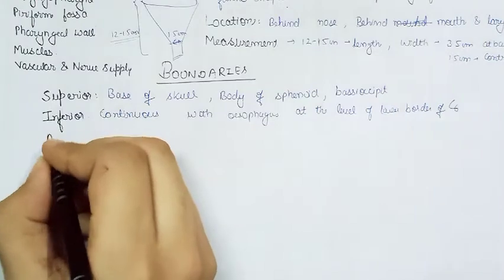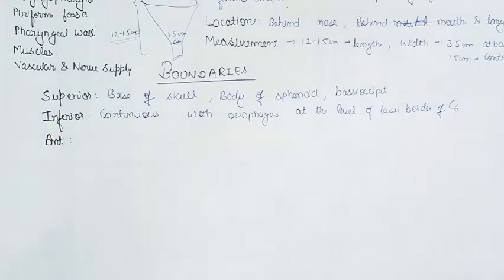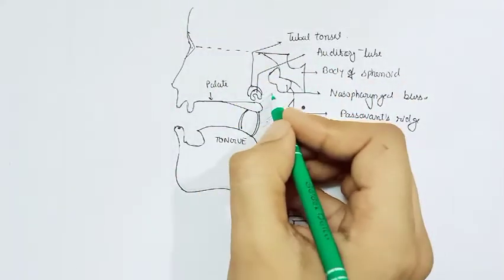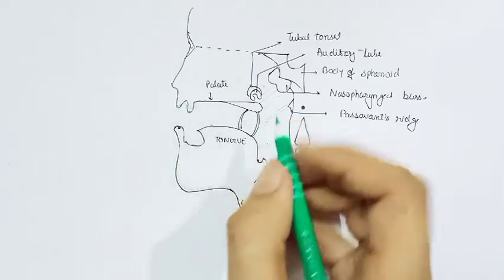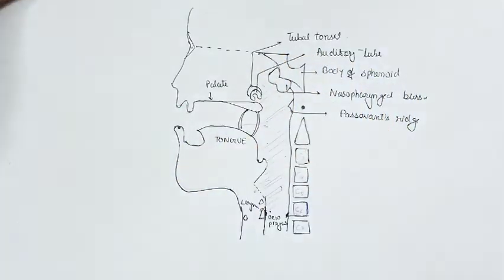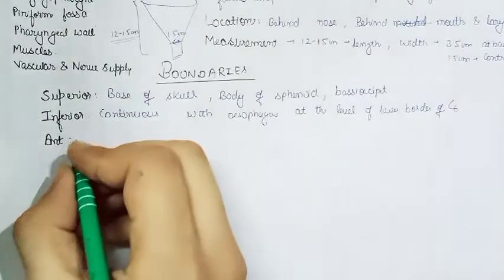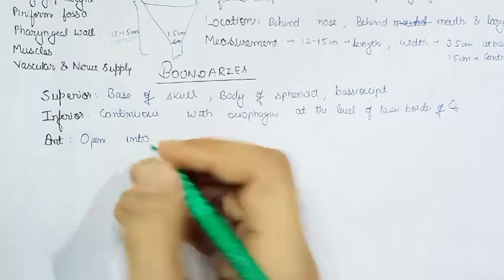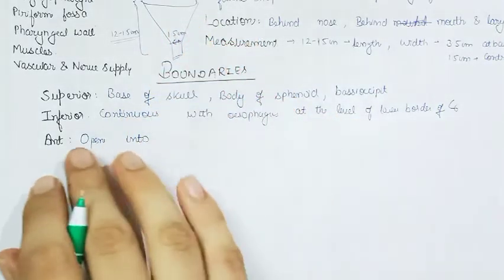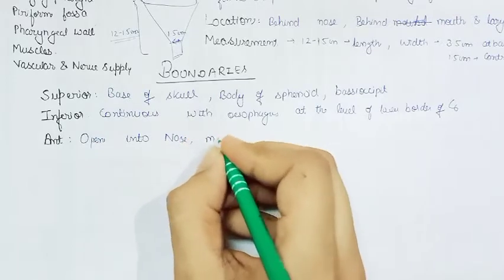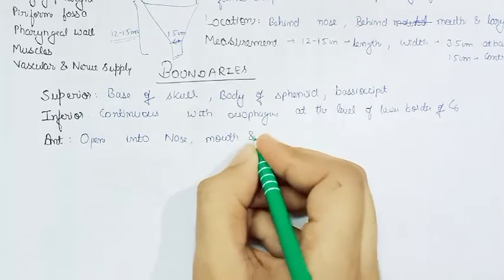We have anteriorly some structures. As you can see in this diagram, what all structures constitute the anterior boundary? Anteriorly it opens into the nose, into the mouth, and into the larynx. So the anterior boundary is open, and it opens into three structures: nose, mouth, and larynx.